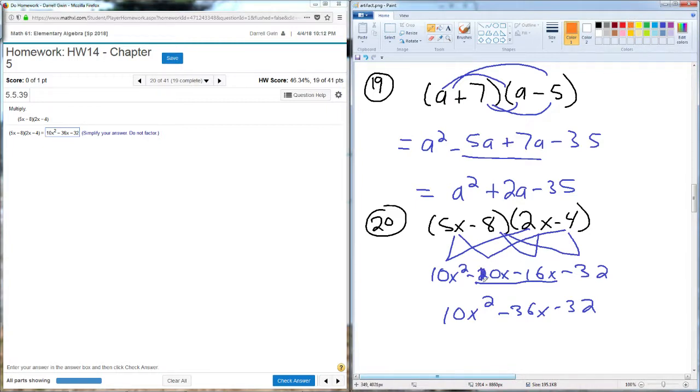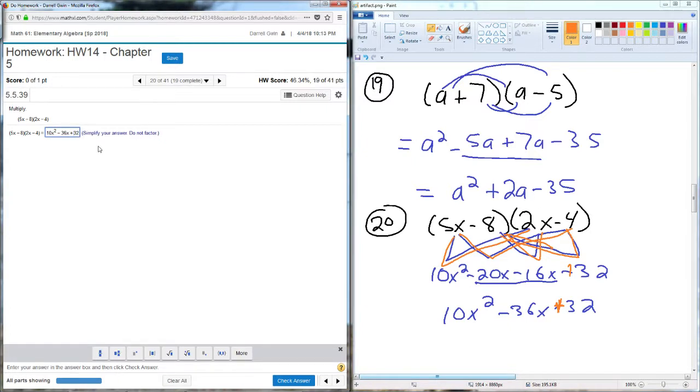Oops, change color, guys. This was my mistake. So 5x times negative 4 is 20. Wait, where's my mistake? That's not the mistake. Wait, 5 times 2 is 10. 5 times negative 4 is negative 20. And negative 8 times 2 is negative 16. No, negative times negative. Gotta watch those negatives. Negative times negative is a positive 32. And that makes this a plus 32 also. There's my mistake. Let's change that to a plus instead of a minus.